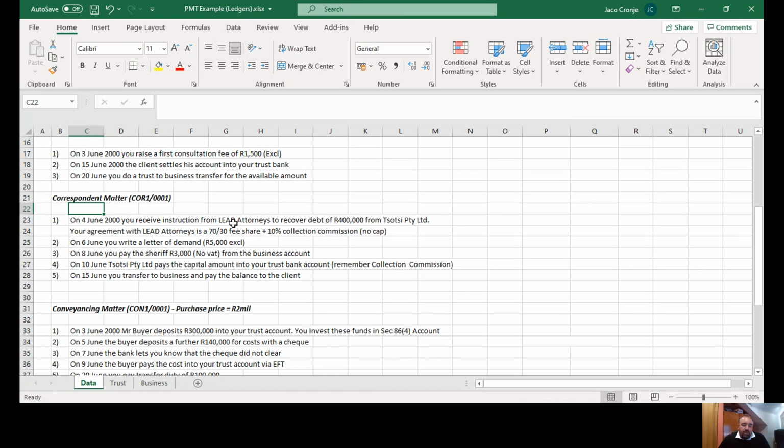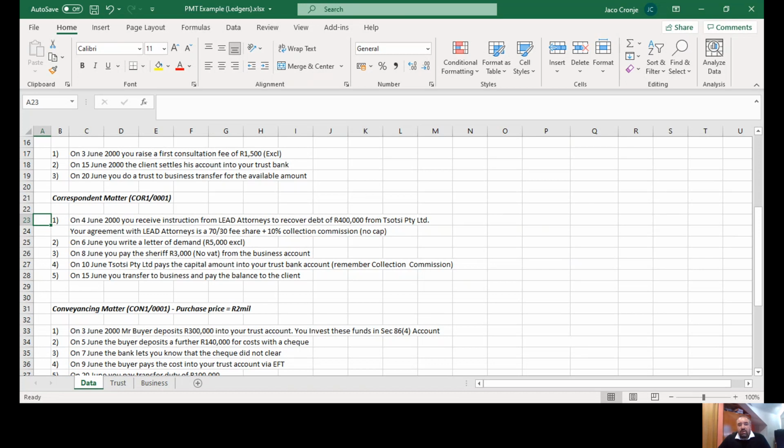So I need to open up a business ledger and a trust ledger for lead attorneys. They are my client. Their client is not my client, nor is Tsotsi Pty Limited my client. So all the transactions that relate to this matter, COR11, will be opened under lead attorneys with file reference COR11. Okay, so on the first one, it says on the 4th of June, you receive an instruction from lead attorneys to recover debt of 400,000. Is there a transaction there? The answer is no.